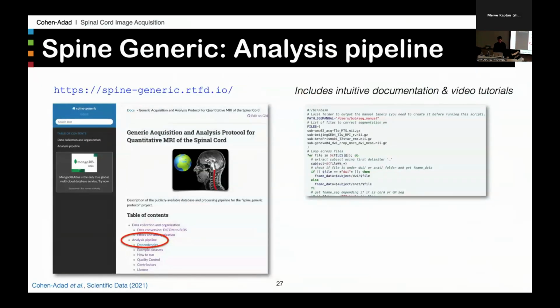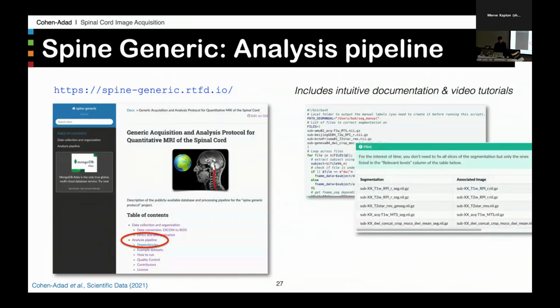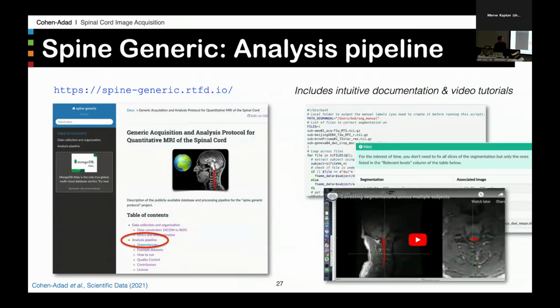And there's also a front page for this project. It's hosted on SpineGeneric rtfd.io. And it has a lot of explanation, documentation, if you want to rerun the analysis, right?